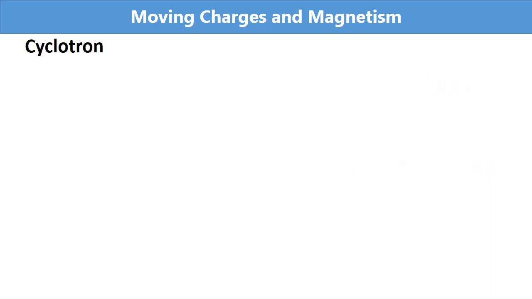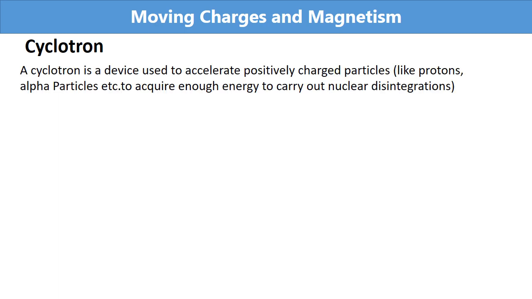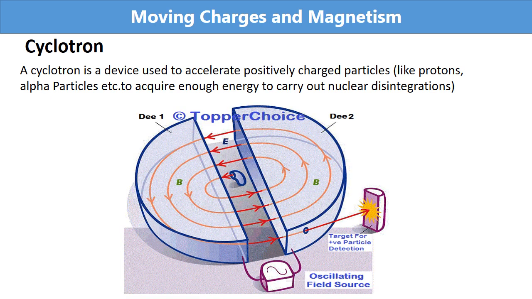Here the topic for discussion is cyclotron. What is a cyclotron? We can say cyclotron is a particle accelerator, and we need this for experiments in nuclear physics. So, cyclotron is a device used to accelerate positively charged particles to acquire enough energy to carry out nuclear disintegration. In figure, you can see the structure of a cyclotron.